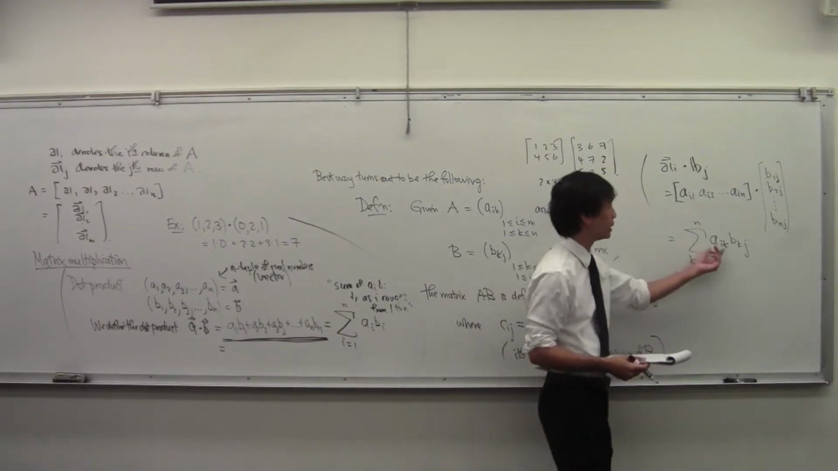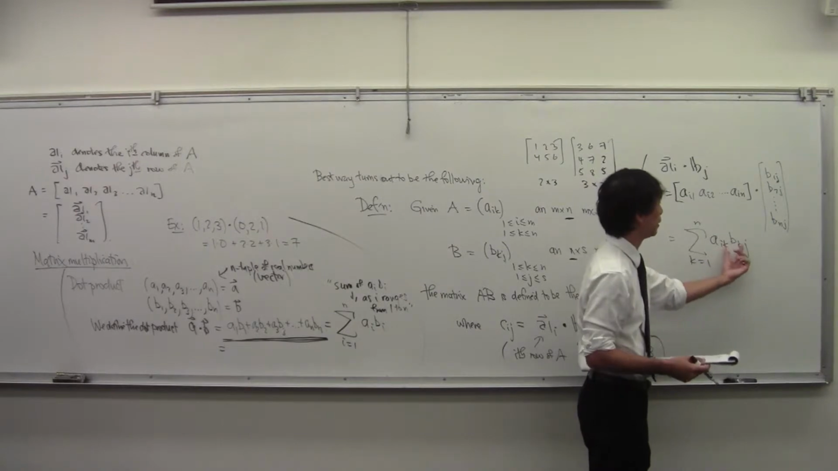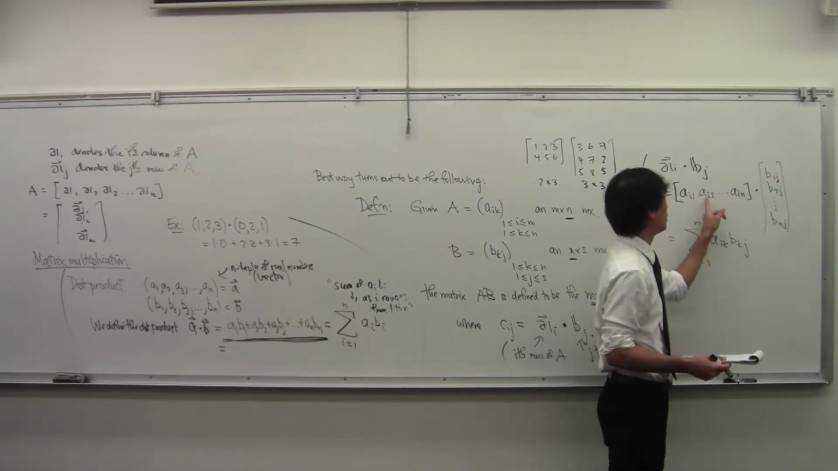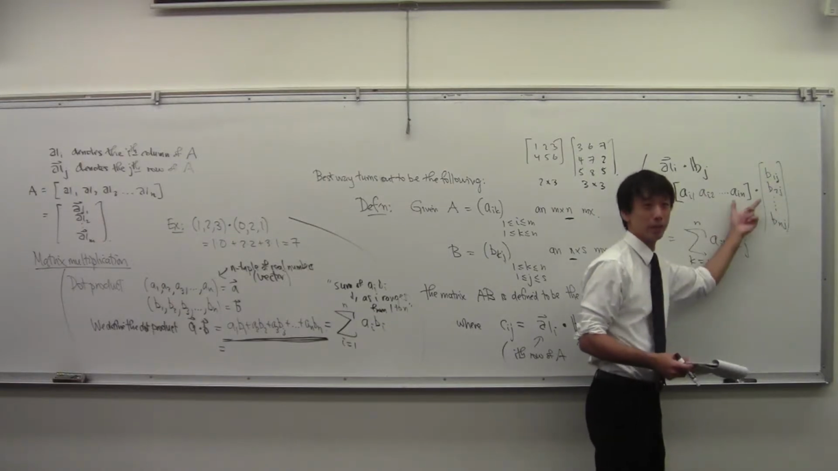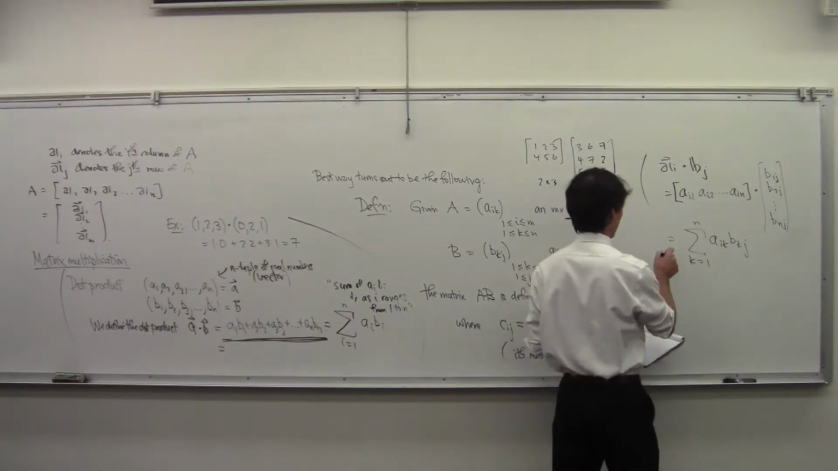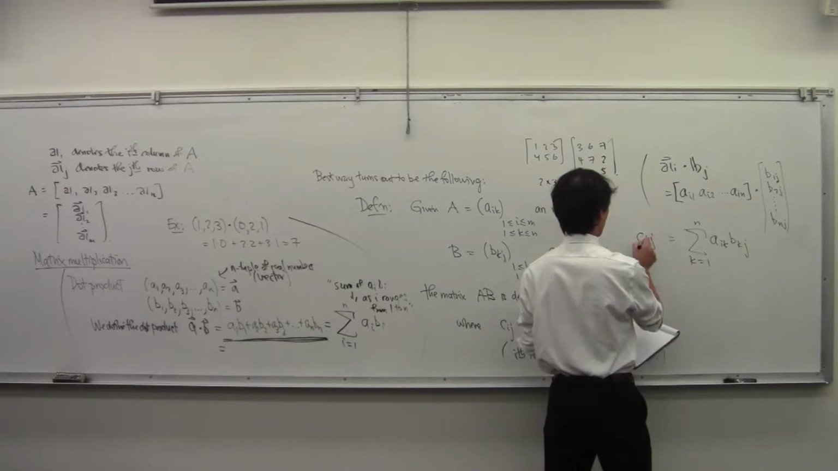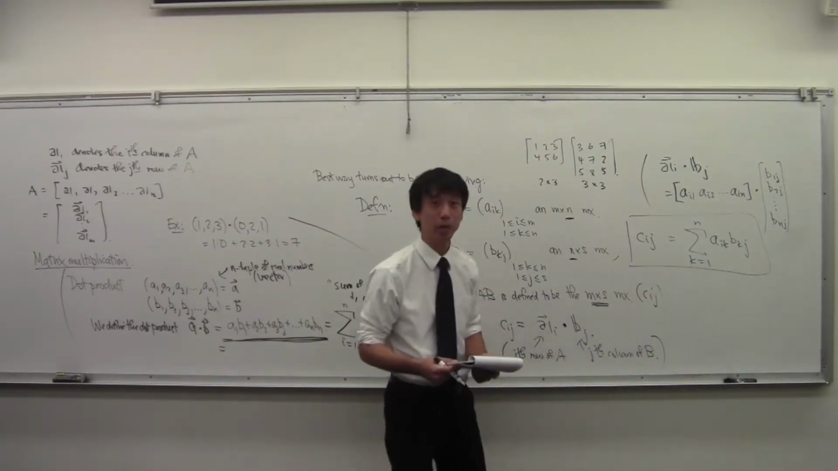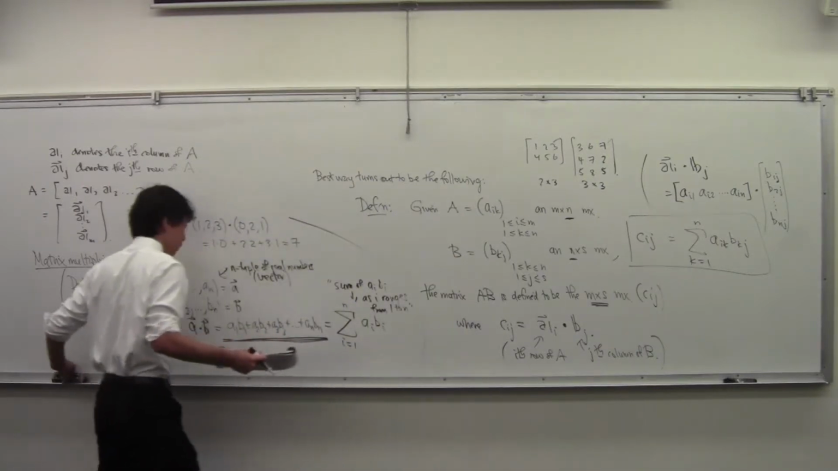Right? So the summation of a_ik times b_kj, right? You take a_i1 times b_1j plus a_i2 times b_2j, et cetera. So this is what you get. This is the ijth entry of the product.